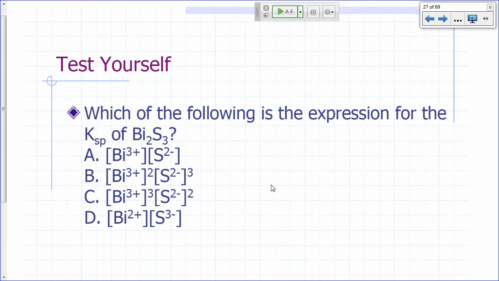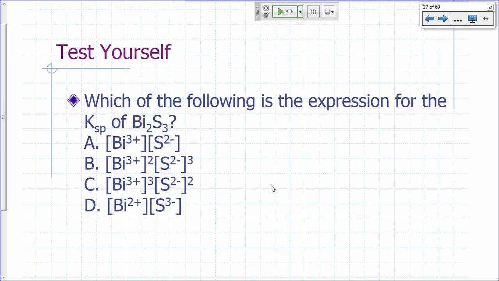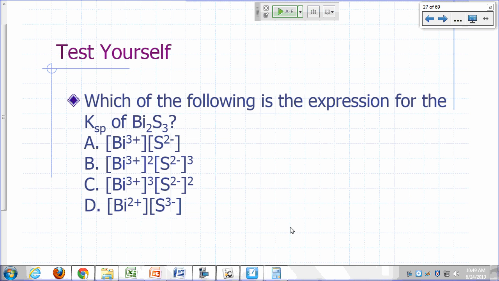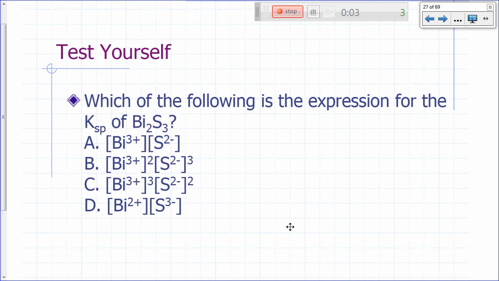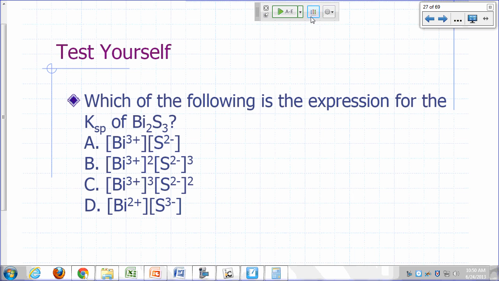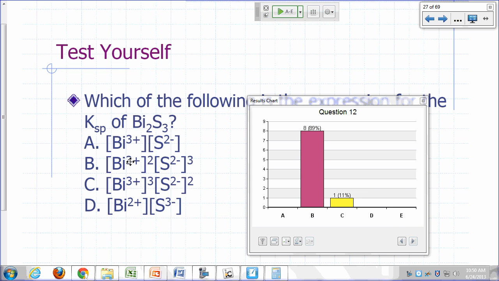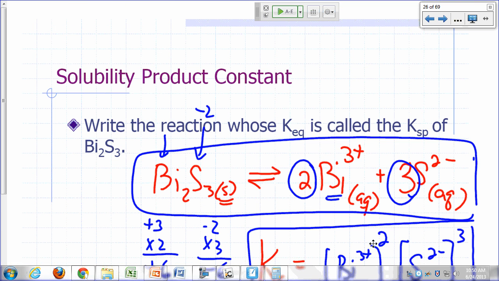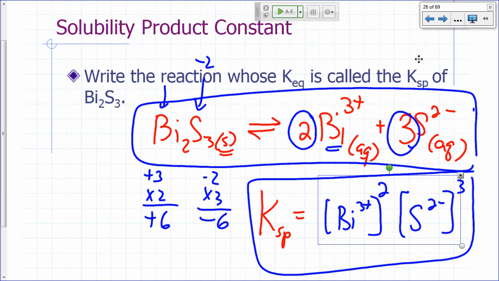Let's try this one. Oops, I just gave you the answer again. What's the KSP expression for bismuth sulfide? What is it? It's bismuth squared sulfide cubed, right? Okay. It's bismuth squared sulfide cubed.